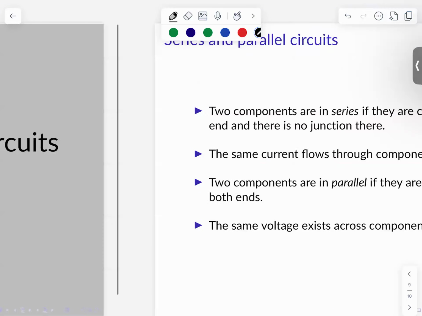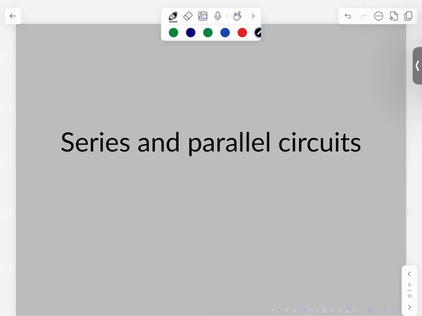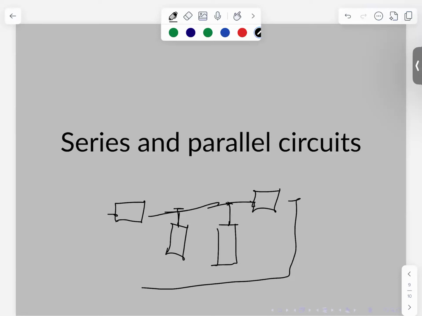Let me get one more. Doesn't matter what's in the box. Series and parallel aren't words for resistors. Series and parallel are words for any components.